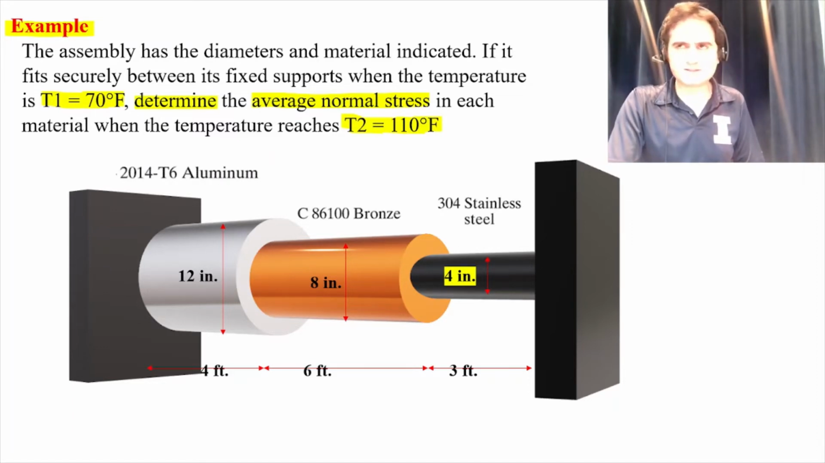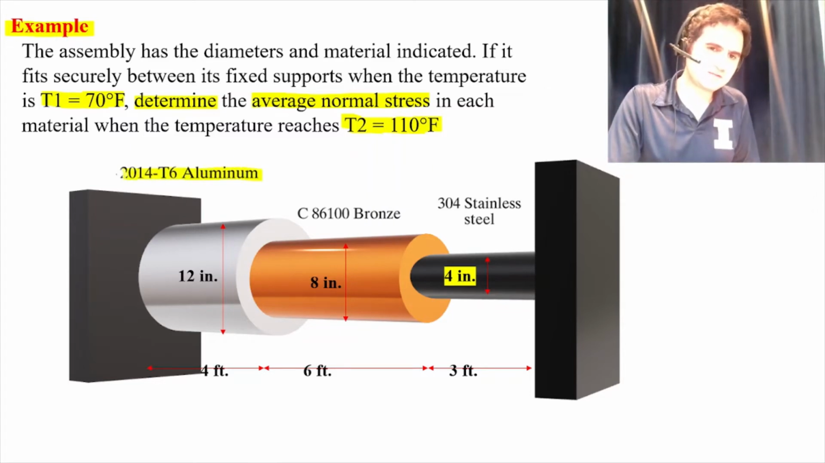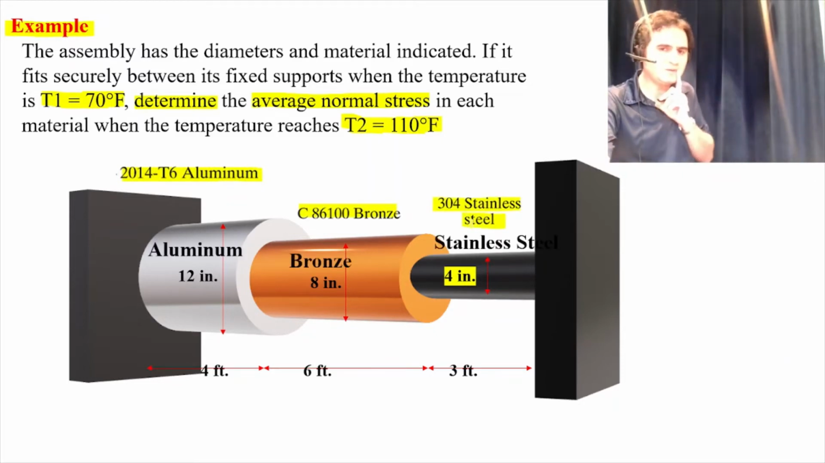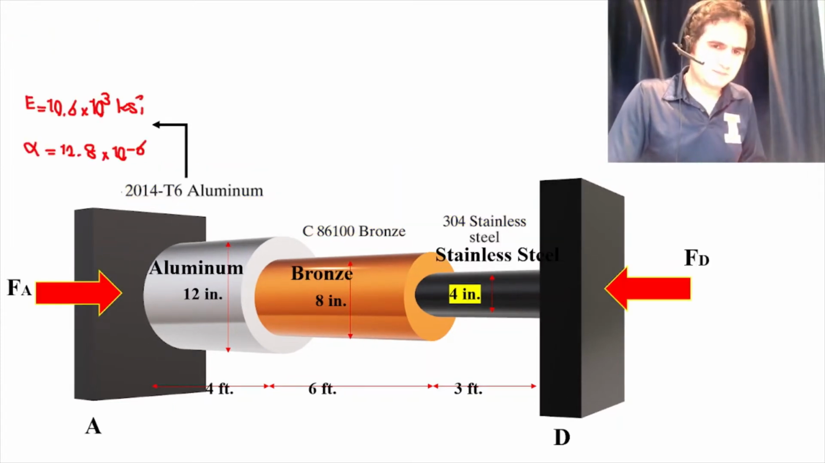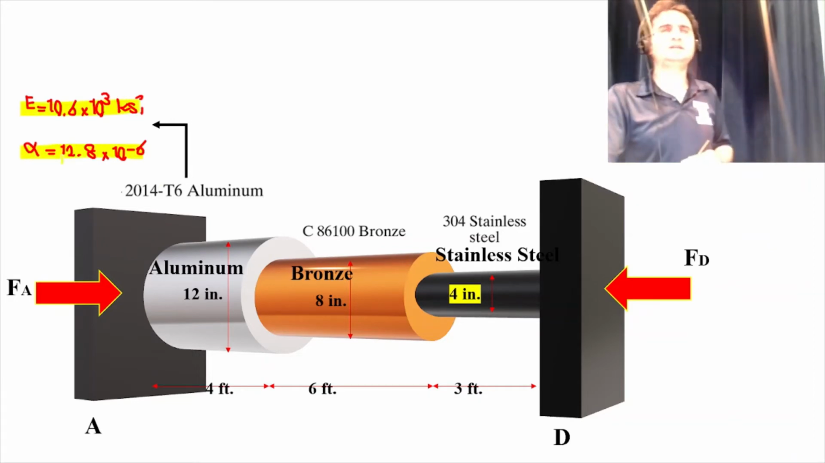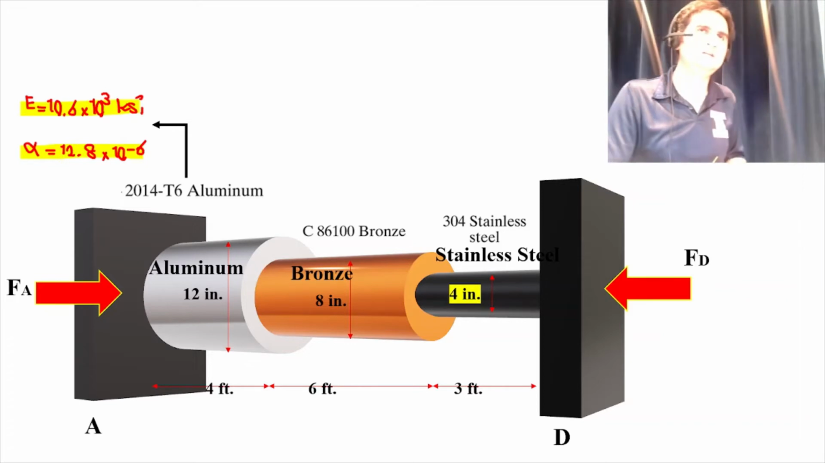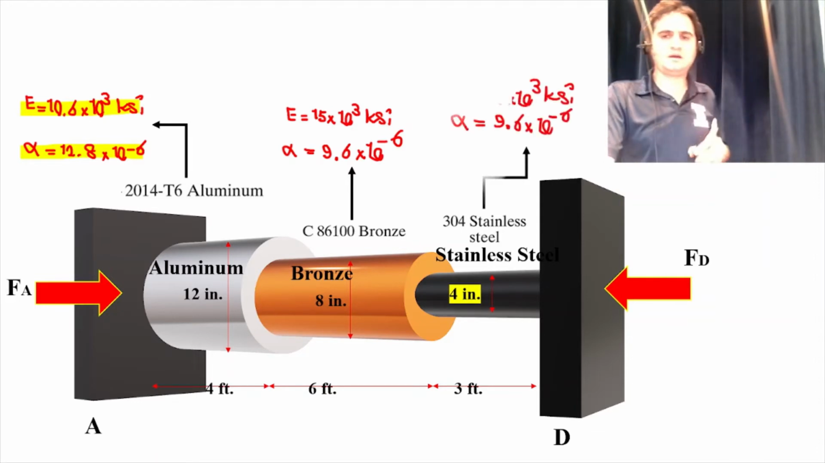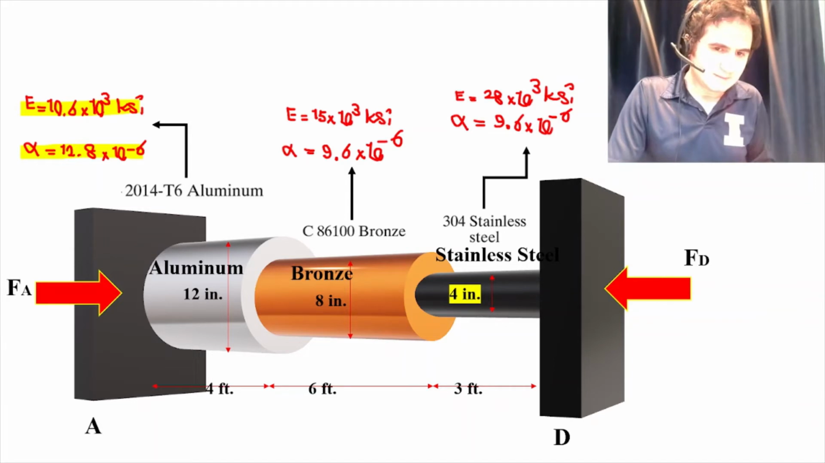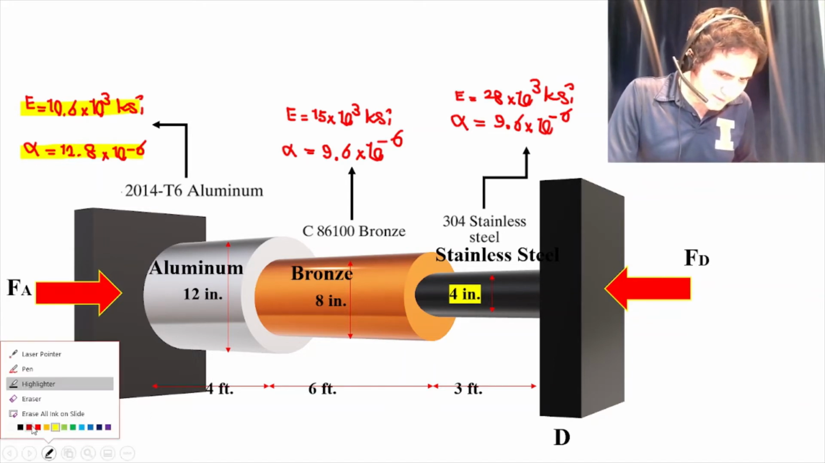The very first step to approach this kind of problem with different materials is to jump to the material property table to see their modulus of elasticity, and also, since there is a heating effect, we need the coefficient of thermal expansion. So we need these for all three materials.